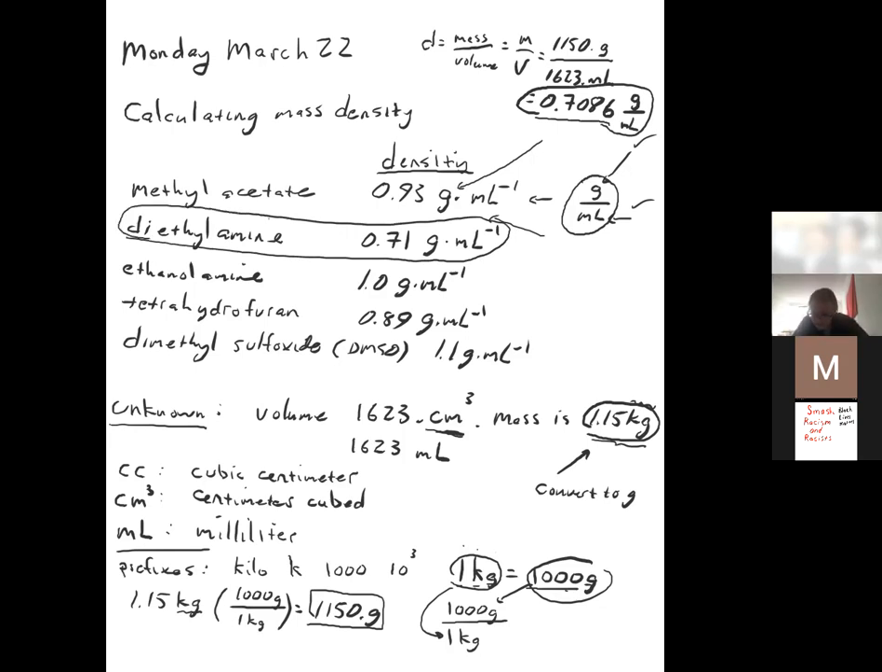Diethylamine says it's 0.71. Well, 0.7086, that's really close to 0.71. It's pretty far away from 0.89. It's pretty far away from 1.1. It's pretty far from 1.0. It's pretty far from 0.93. So it must be the diethylamine. It's got to be that one. Okay. So the answer would be it's diethylamine.